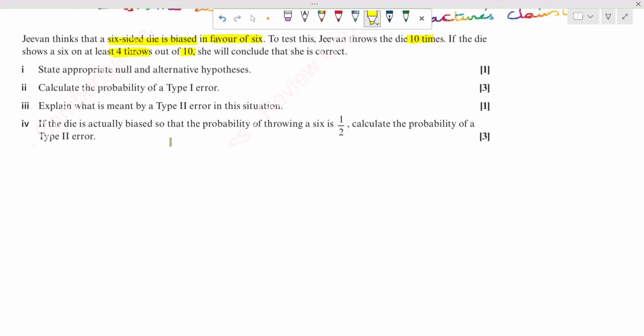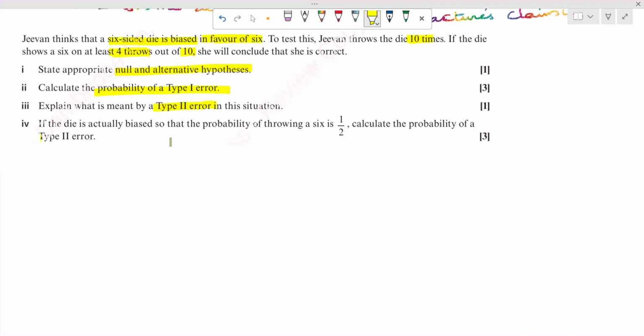now she will conclude that she is correct. State the appropriate null and alternate hypotheses, and calculate the probability of a type 1 error. A true hypothesis can be rejected, okay, the null hypothesis can be rejected. Explain what is meant by a type 2 error. Type 2 error means a false statement can be accepted. Now, if the die is actually biased so that the probability of throwing a 6 is 1 by 2, calculate the probability of a type 2 error.